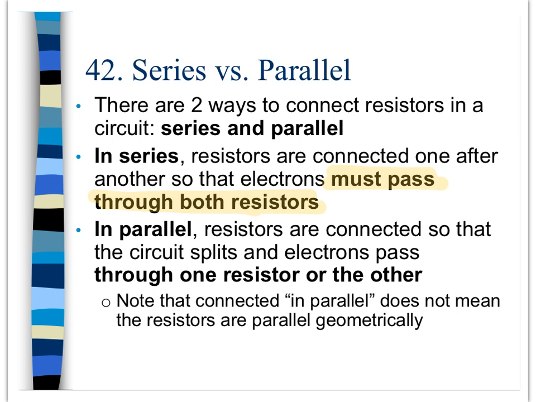Whereas in a parallel circuit, the circuit is connected so that the circuit splits and the electrons either pass through one resistor or the other. They don't pass through both. One quick note here, we're going to use this phrase connected in parallel. I just want to mention real quick that connected in parallel does not necessarily mean the geometric parallel where the two lines are parallel to each other. It's just this idea that there's two different pathways or two different branches, and the circuit splits. You can go one way or the other and come back together, but if the resistors are not geometrically parallel to each other, that doesn't mean it's not connected in parallel.